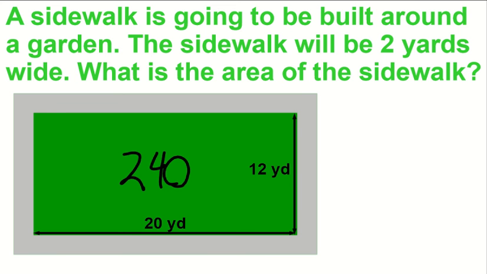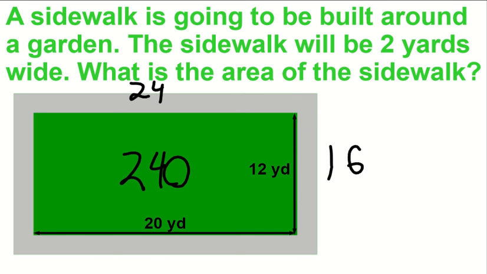Now, we've got a sidewalk that's going around it that's 2 yards wide. So we need the area of the gray in this picture. So the first thing we need is the length and the width for the gray. Who can give me the length for the gray? 24 yards is correct. All right, who can give me the width? 16 yards is correct.